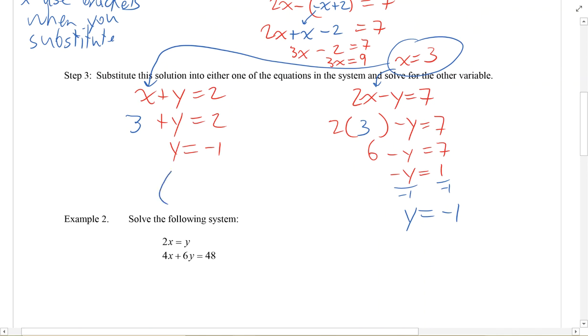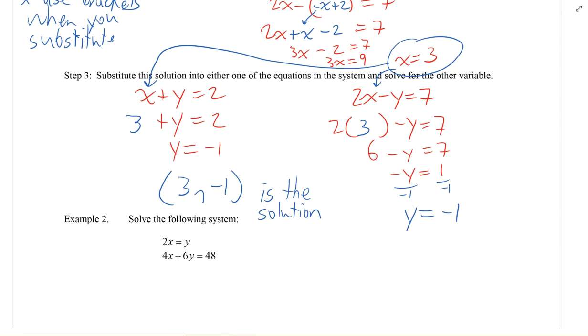The solution is bracket, x value of 3, comma, y value of -1, bracket. So that is the solution. Okay. Any questions? If you do your substitution rule properly and your distribution law properly, you can't get these wrong.